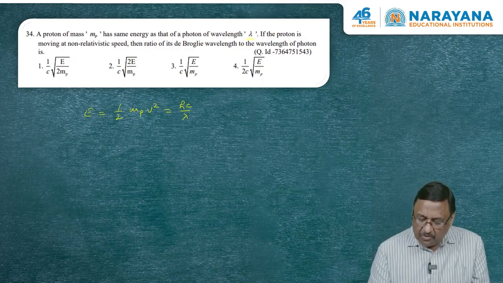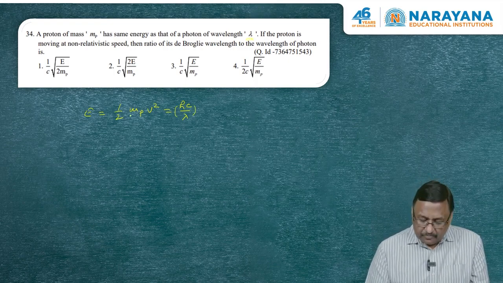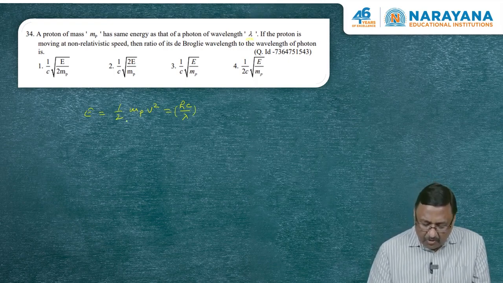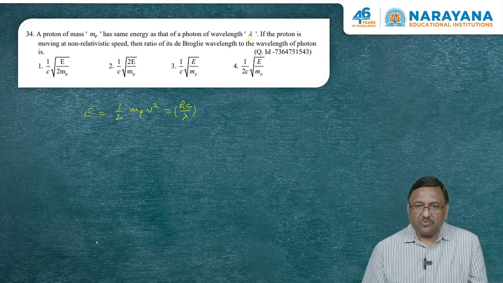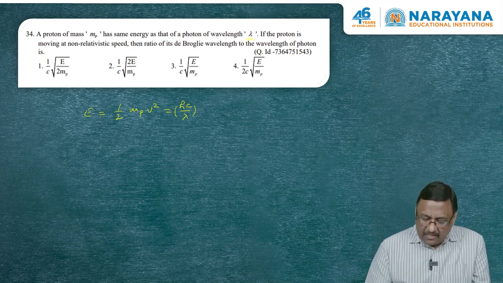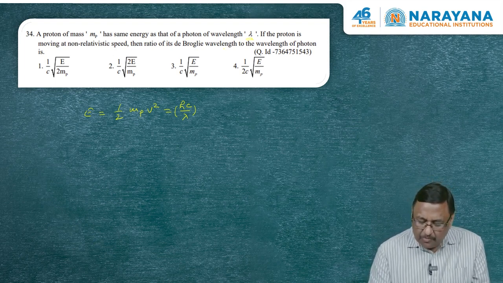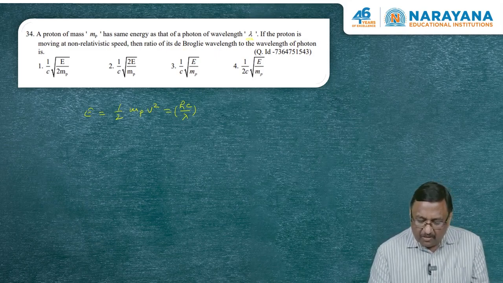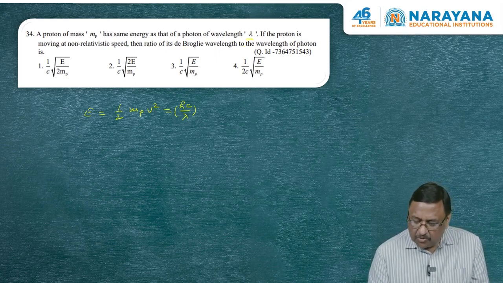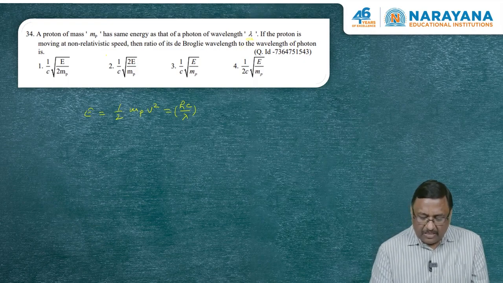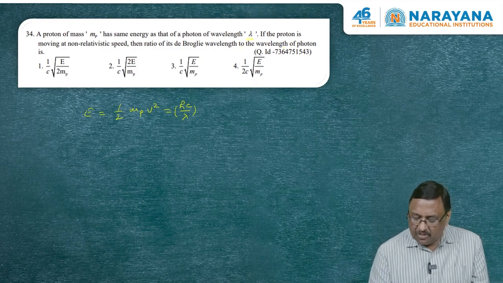As lambda is given to us, I am writing the energy of the photon as hc upon lambda. Kinetic energy of the proton is half m v square, very easy. Here, in the next line, we are asking the ratio of the de Broglie wavelength of the proton to that of the photon.